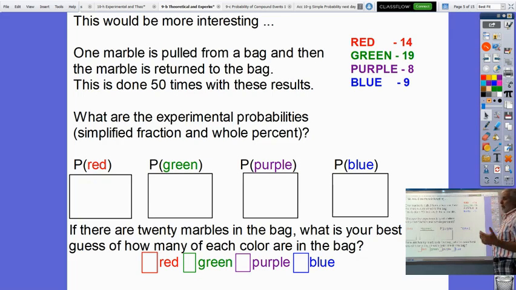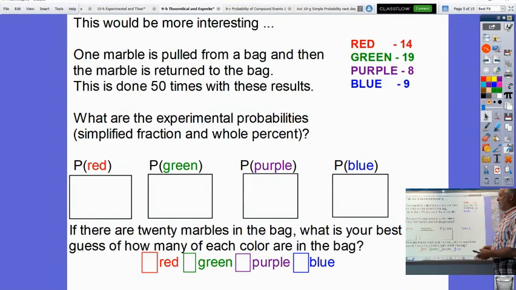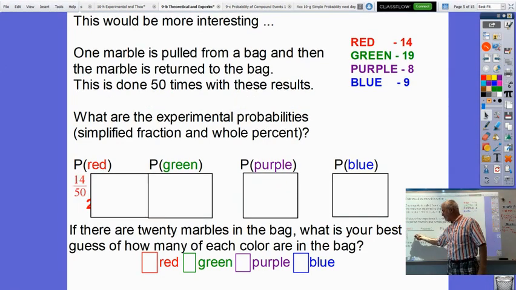So I can't do any theoretical probabilities here. I don't know how many things are in there, so I can't do that. I can just do the experimental. Out of 50 times, these are the results that I got. So what's the probability as a simplified fraction and as a percent? Simplified fraction, 14 out of 50.